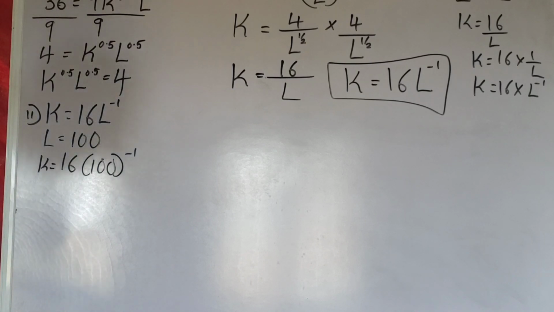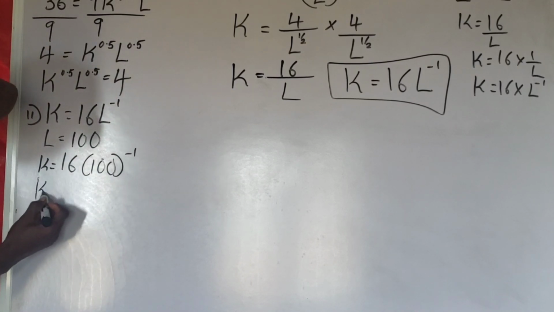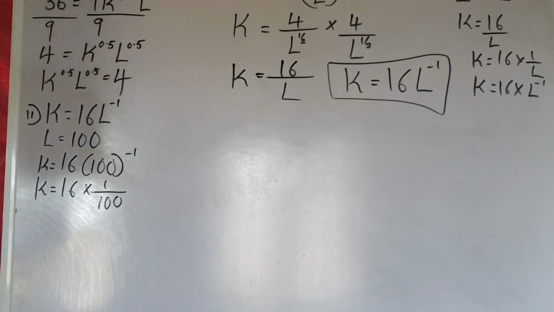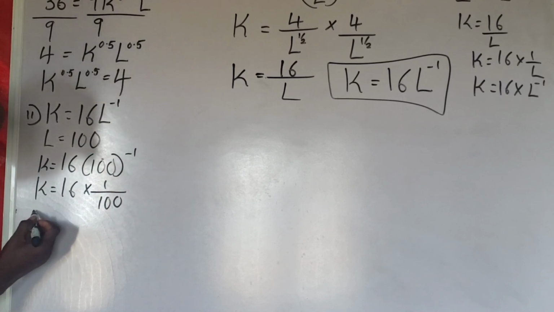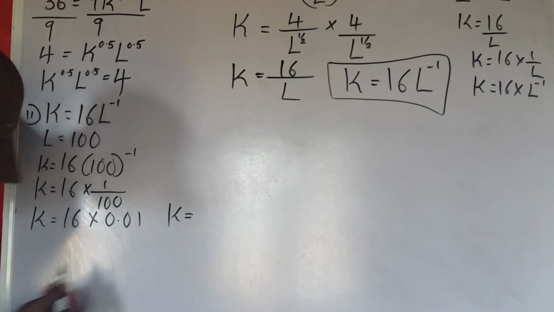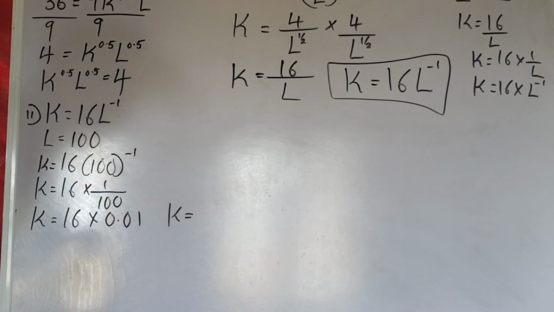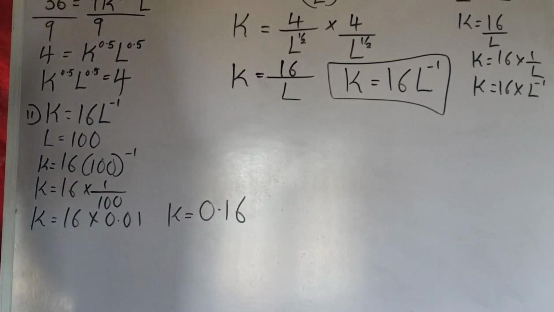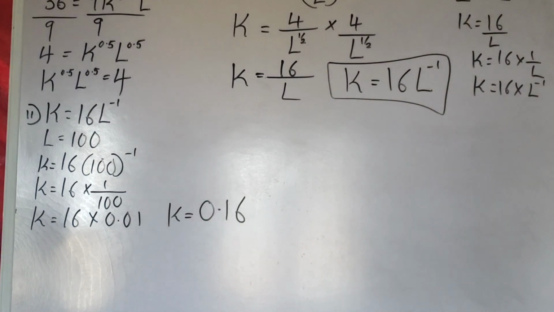You understand? So now, I'm going to have K equals 16 multiplied by 1 over 100. Don't forget that 1 over 100 is 0.01. So K equals 16 multiplied by 0.01. If you multiply 16 by 0.01, that is 0.16. So, please pay attention, you can now interpret the question as this: the level of K required to achieve the given output level if L is equals to 100 is K equals 0.16. Do you understand? Okay, that is the solution to that question.